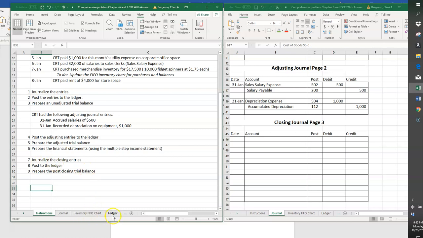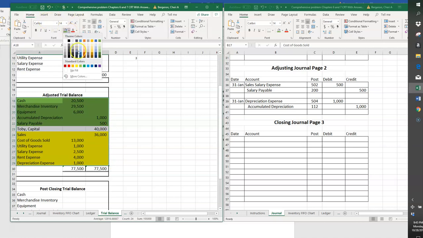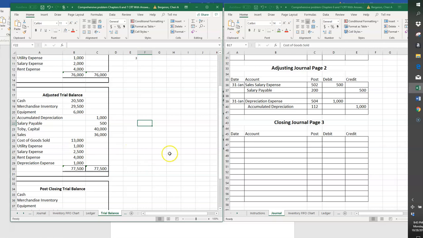So the best place to look is on our adjusted trial balance. I'm going to take off all my colors so that it's easy for us to read. And we want to close the temporary accounts. So the steps are close revenue to income summary, close expenses to income summary, close income summary to capital, and close withdrawals, which we don't have any this time, to capital.